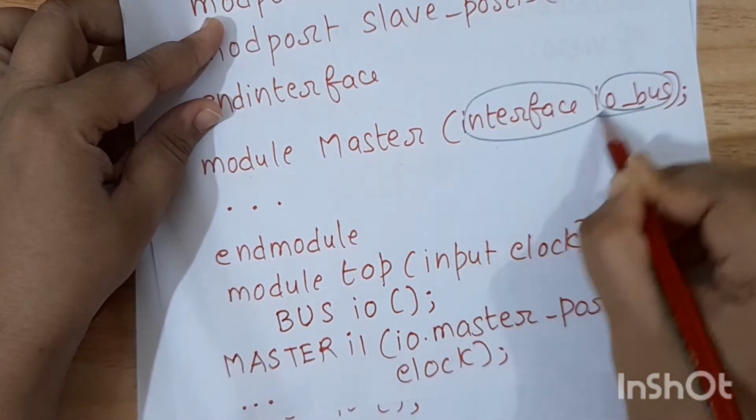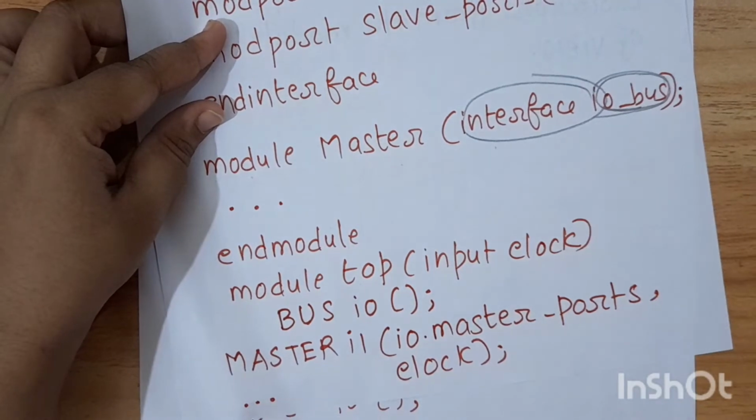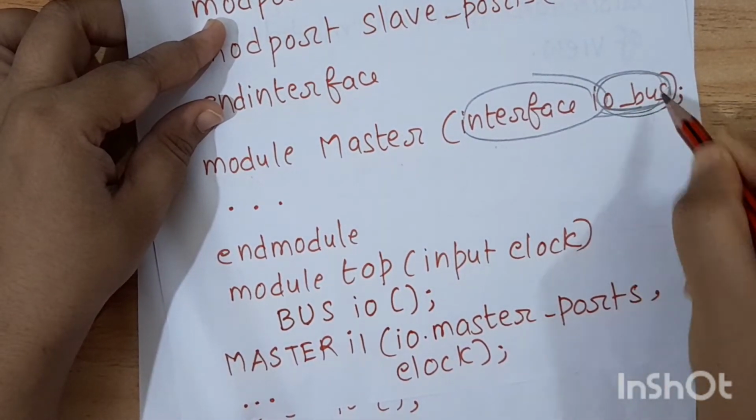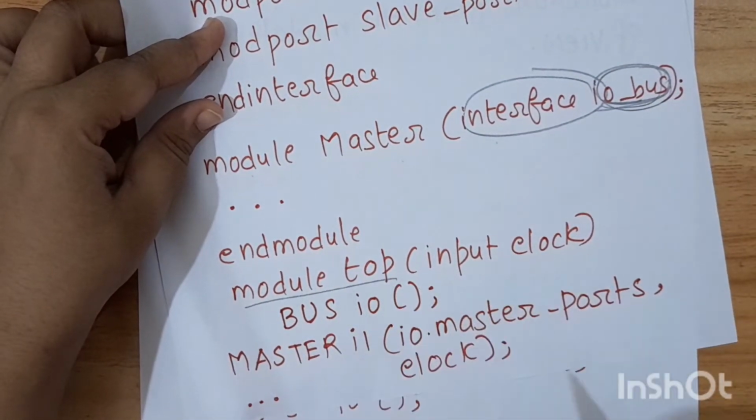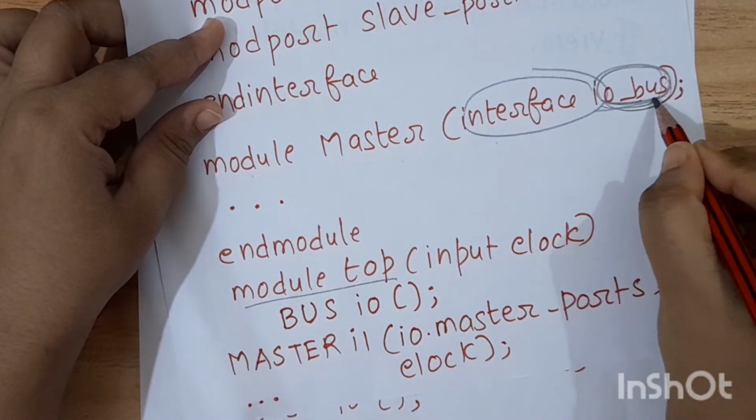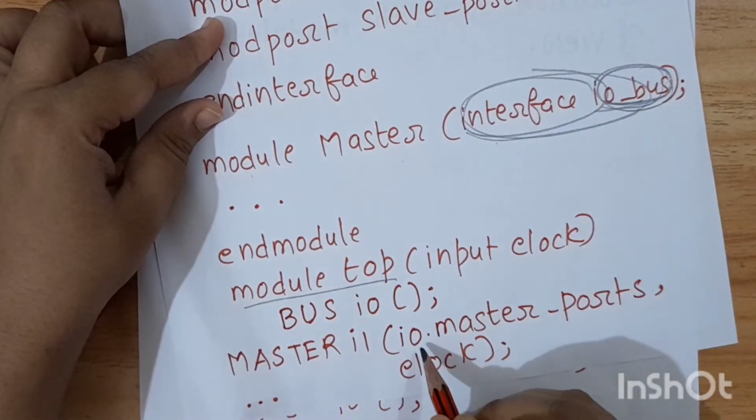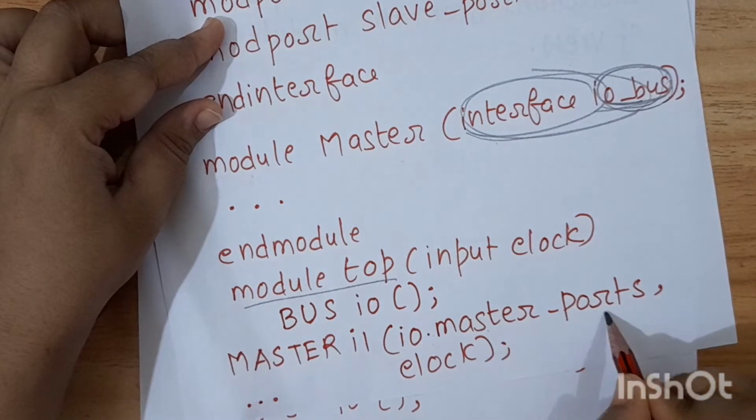Here it is a generic name of an interface. But the connection of the generic name has been done in module top. The IO bus port list has been replaced with IO dot master ports.